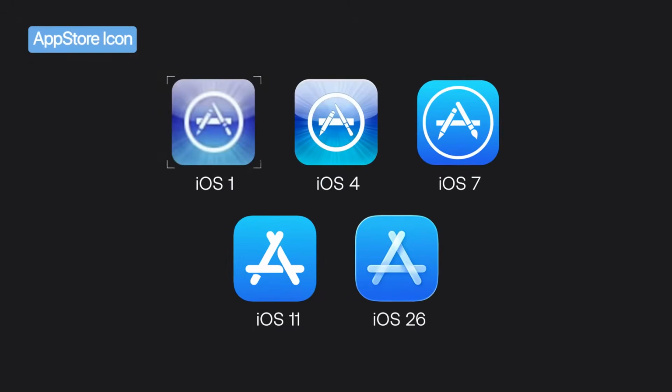The App Store icon had a ruler, a pencil, and a brush forming the letter A on a gradient glossy background. iOS 7 completely restyled the design, followed by iOS 11, which adopted new shapes for forming the letter A. iOS 26 makes it more transparent.